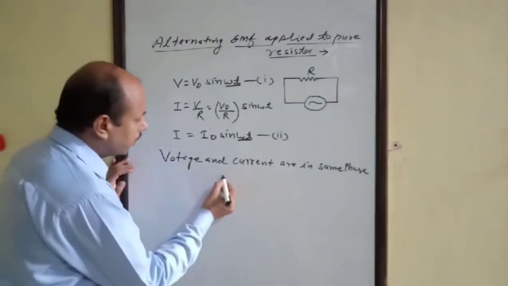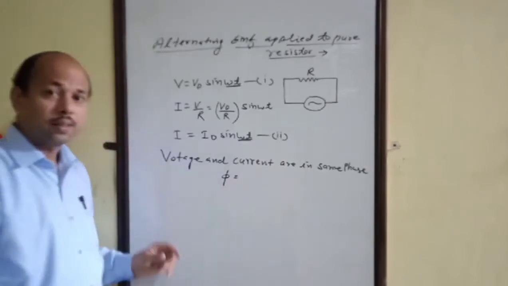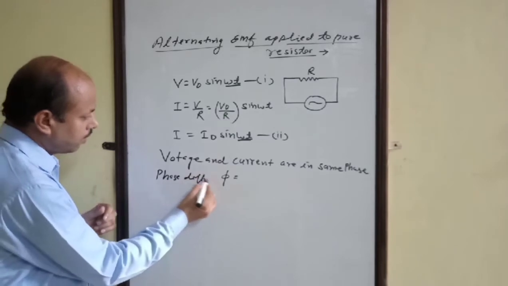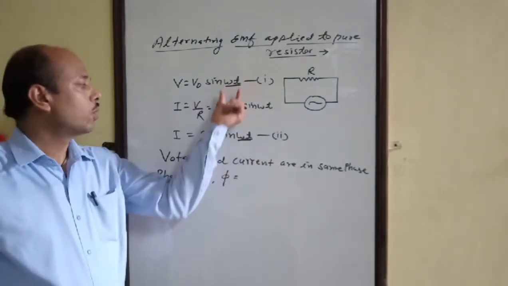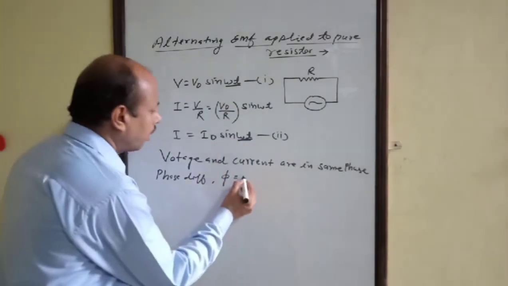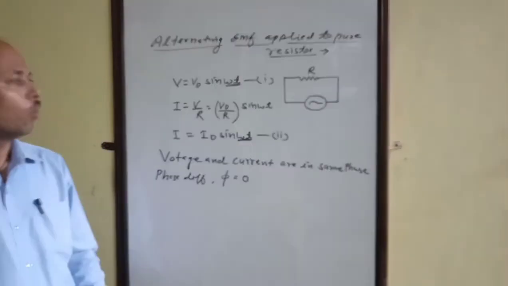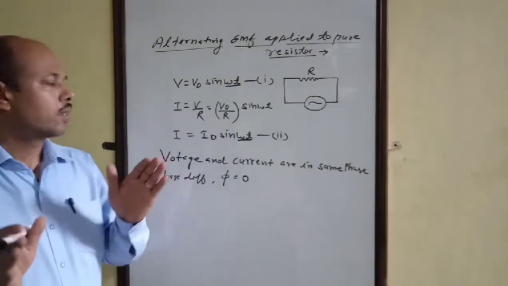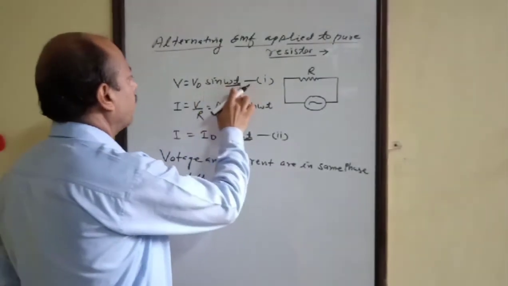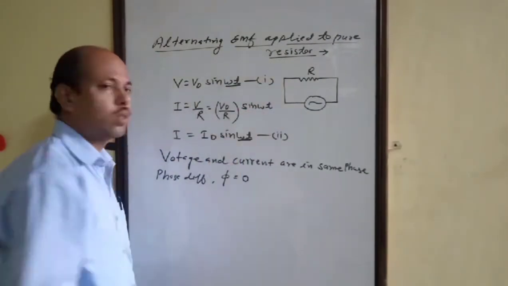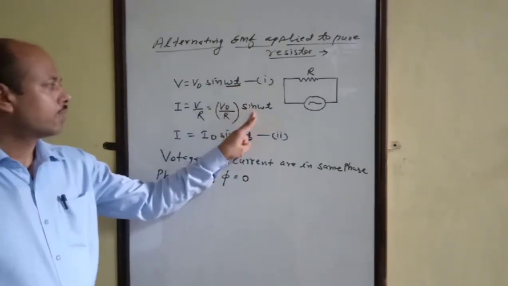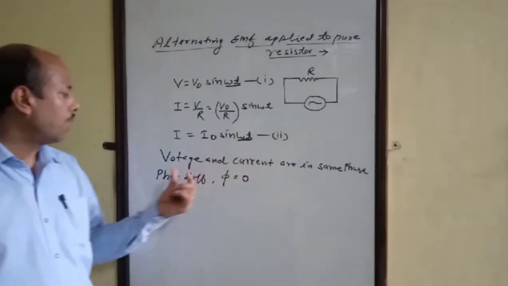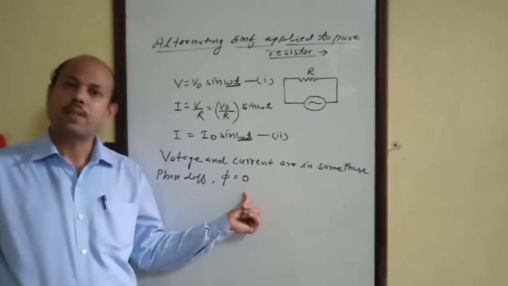If we consider the phase difference as phi, then since there is no phase difference, the phase difference can be written as 0. In the case of a resistor, voltage and current are in the same phase, both vary according to a sine function. Here it is sin omega t, and here also sin omega t. Therefore in the case of a pure resistor, voltage and current are in the same phase, so the phase difference is 0.